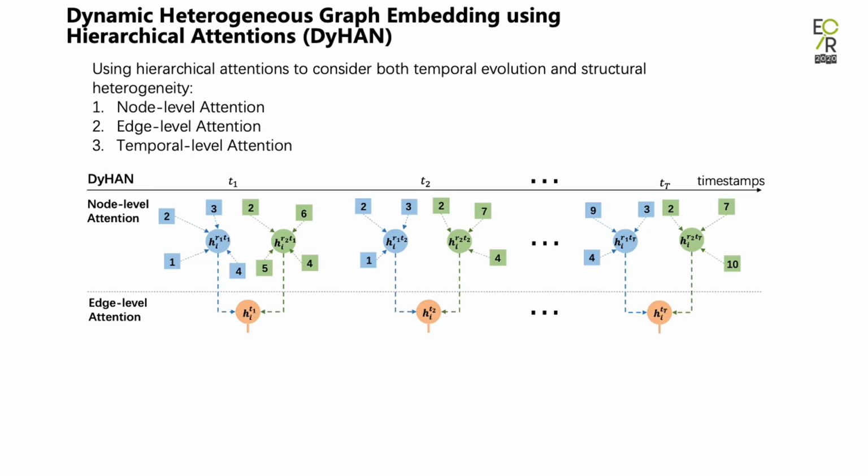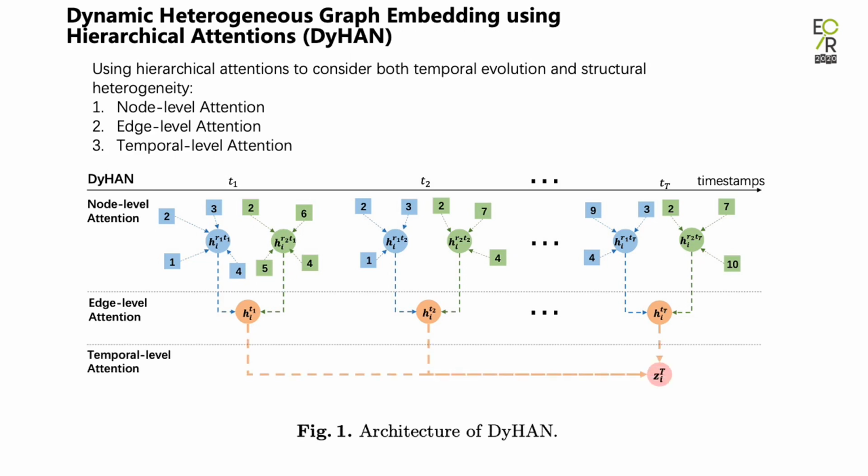Then the second attention, edge-level attention, is going to merge them. After that, each node in every snapshot will have a node embedding. Finally, the third attention, temporal-level attention, is going to aggregate node embeddings across the time snapshots. We use the embeddings in the last snapshot attending over previous snapshots. Then we will have exactly one embedding vector for each node.